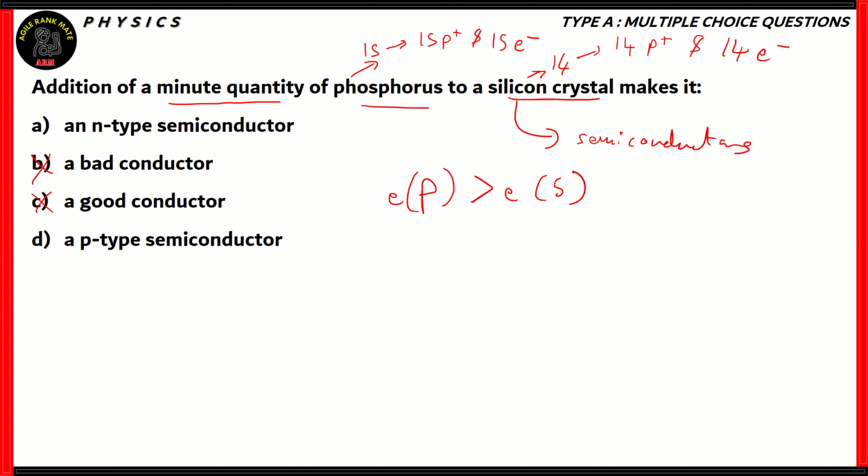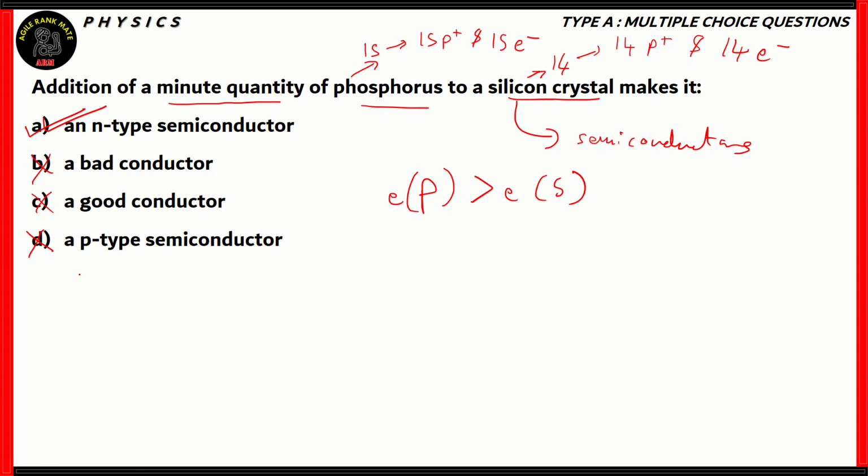So when you add a minute quantity of phosphorus to a silicon crystal, you're adding one extra electron, which then starts displacing the lattice of electrons in silicon, which means that it becomes more negative, whether partially or not. So it becomes partially negative, and that makes it an N-type semiconductor. So option A turns out to be the right option.